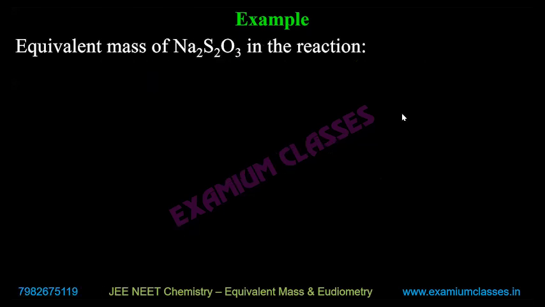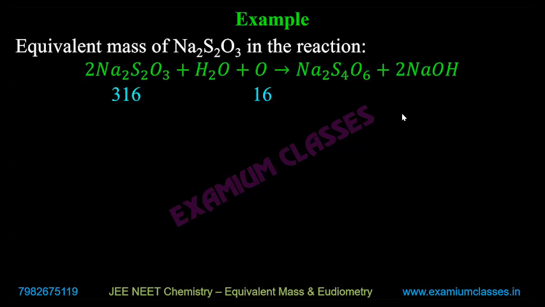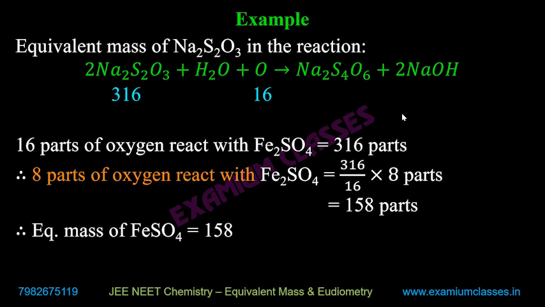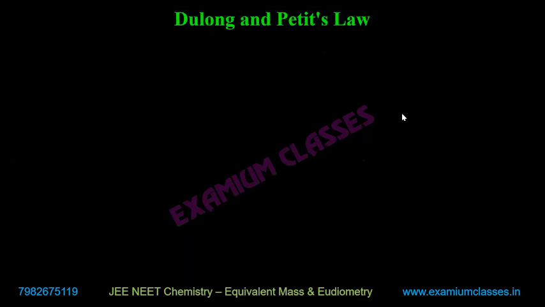So, equivalent mass of Na2S2O3 in the reaction. Again, you will scale 16 down to 8, and you will get half, 158 parts by mass of Na2S2O3. Yes, in the chat window also I am getting correct answers. Now, these are all the definitions we will be using, and definitions are simple. It's just a matter of whether you know these or you don't. Otherwise, these are very simple.